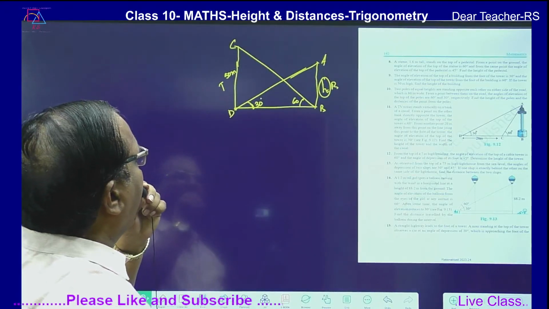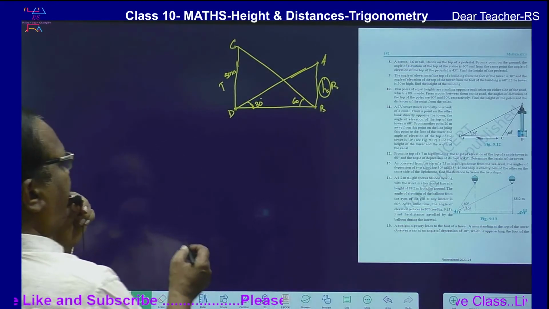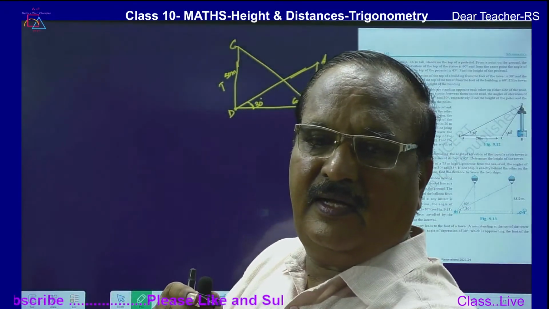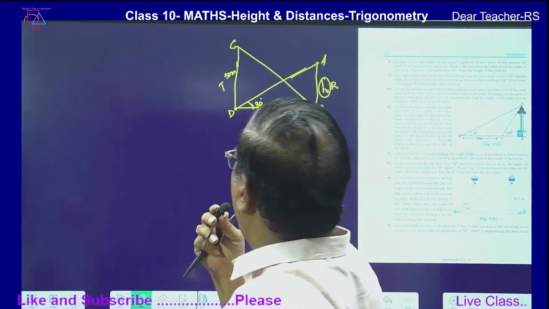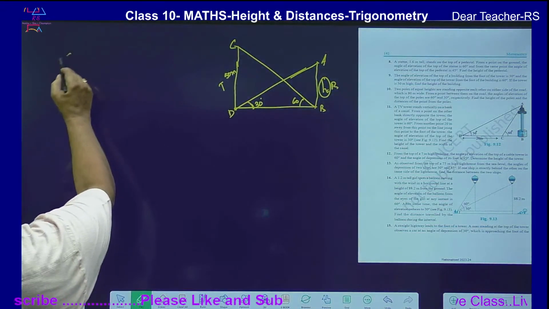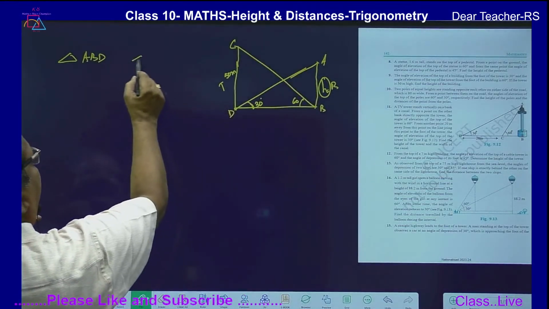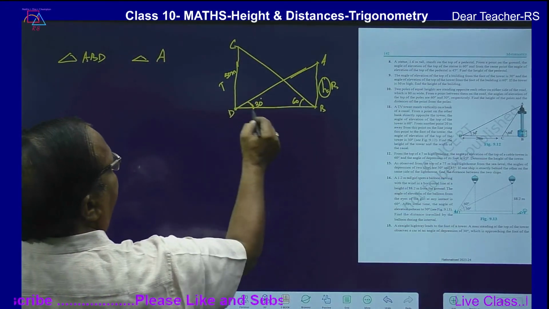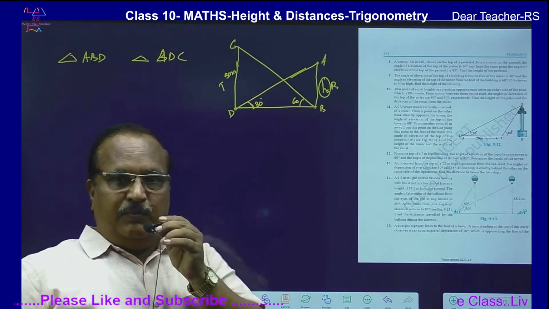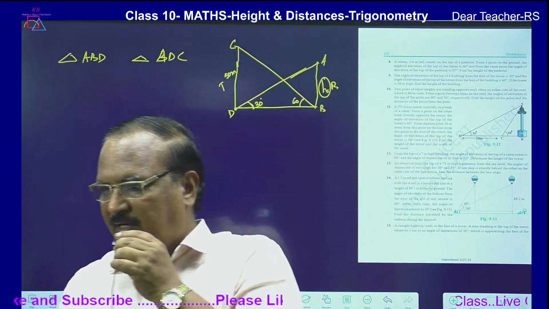So this is the diagram. Now we have to find out the height. Here also you have two triangles. I told you that you have to identify two right triangles. One is triangle ABD, this one. Another one is triangle BDC. In both the triangles, even in this one, there is no hypotenuse.